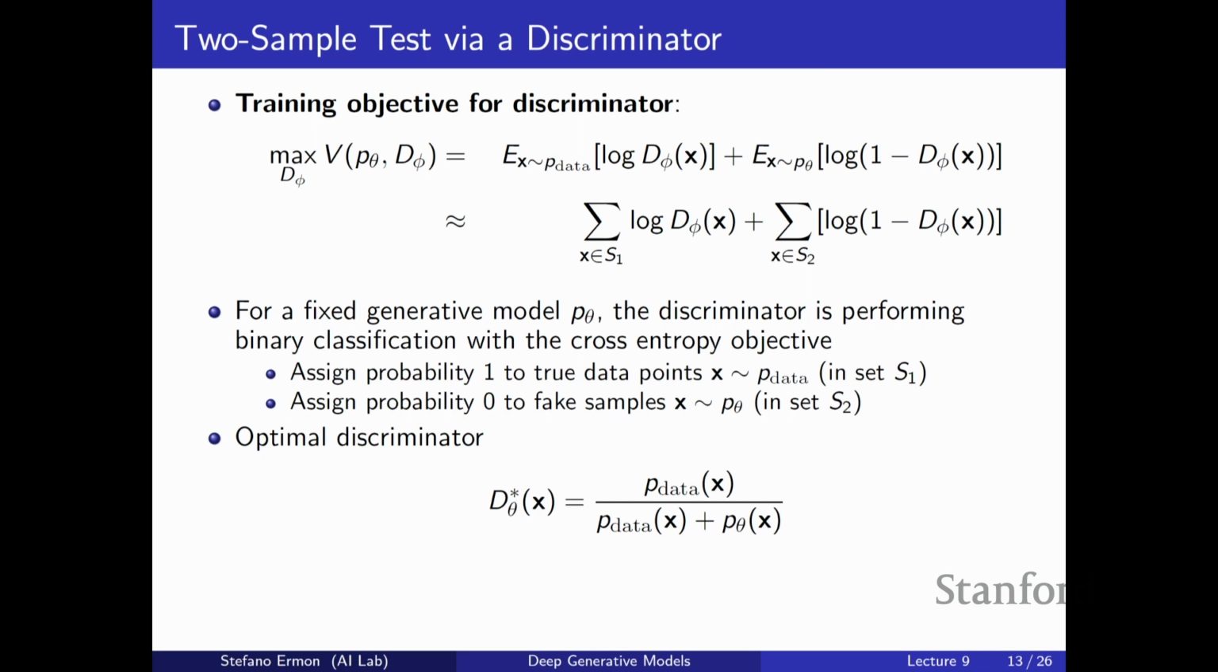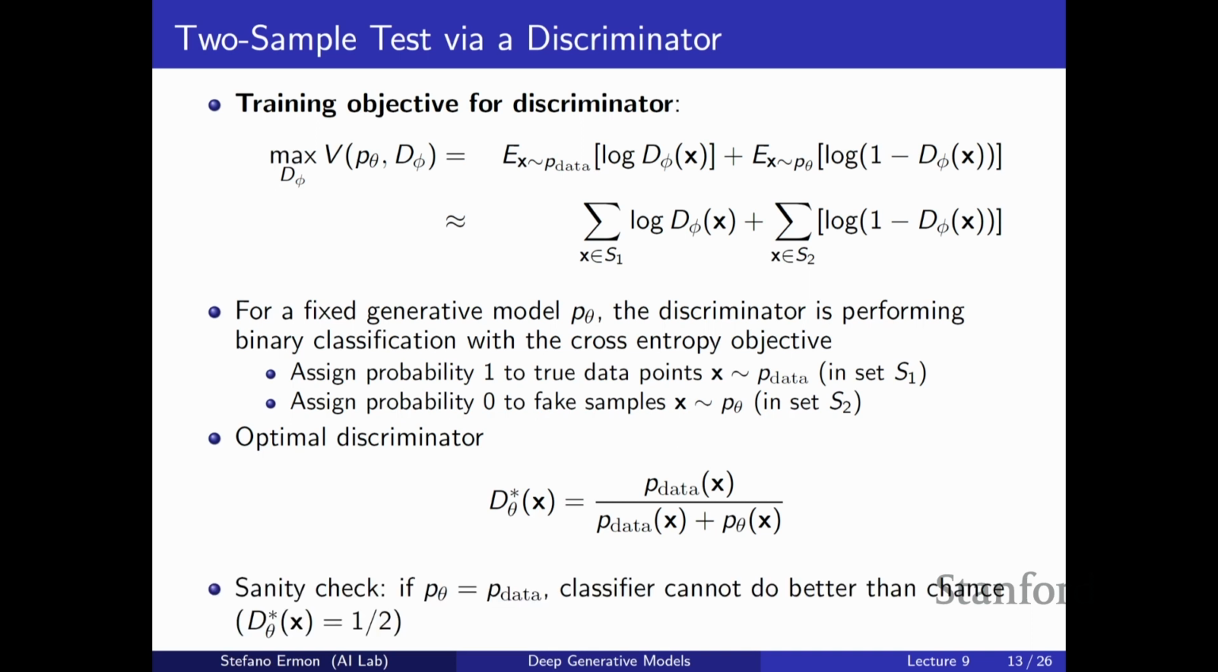And so in particular, you can see that if X is only possible according to the data distribution, then the optimal discriminator would assign 1, because you have basically 1 over 1 plus 0. While, for example, if a point is equally likely to come from P data or P theta, then this quantity should be 1/2, which makes sense because the best you can do is to say 1/2 probability.